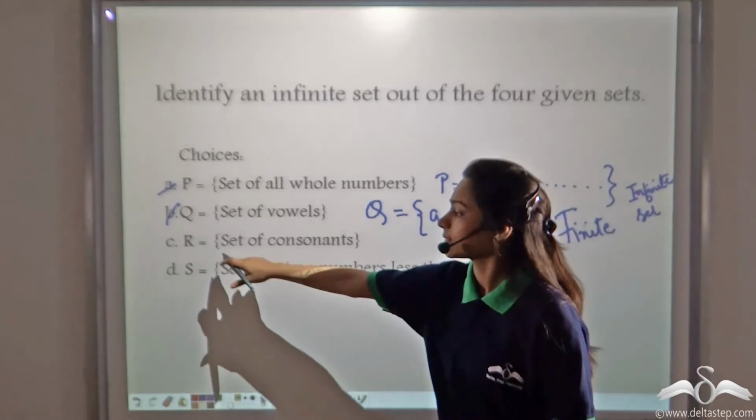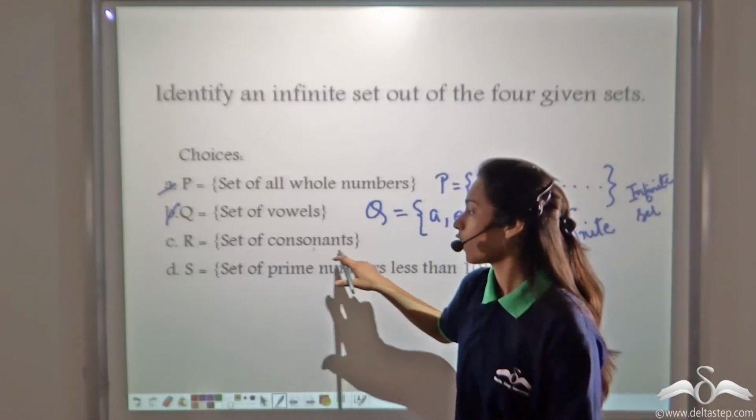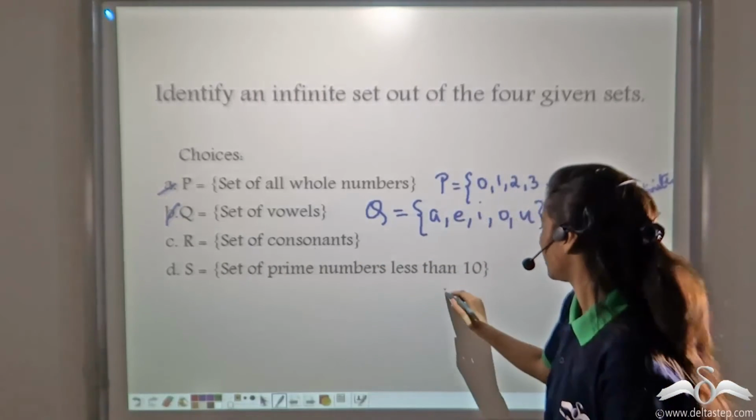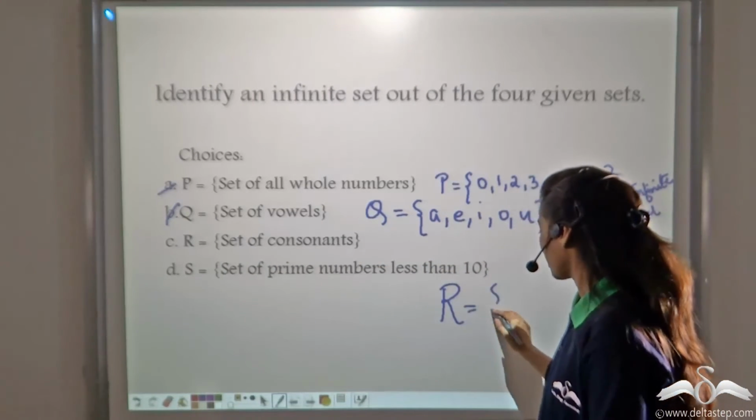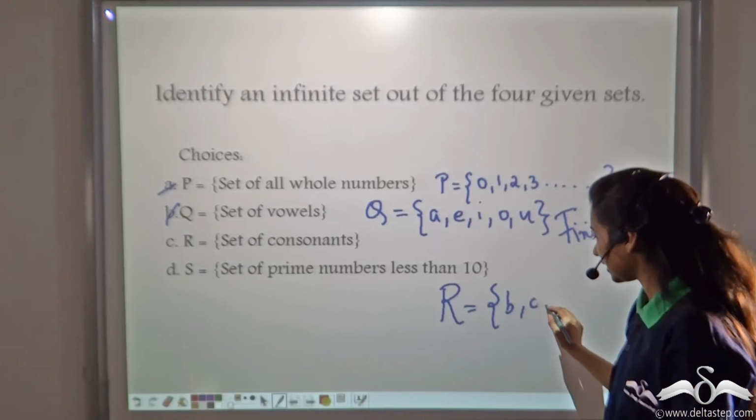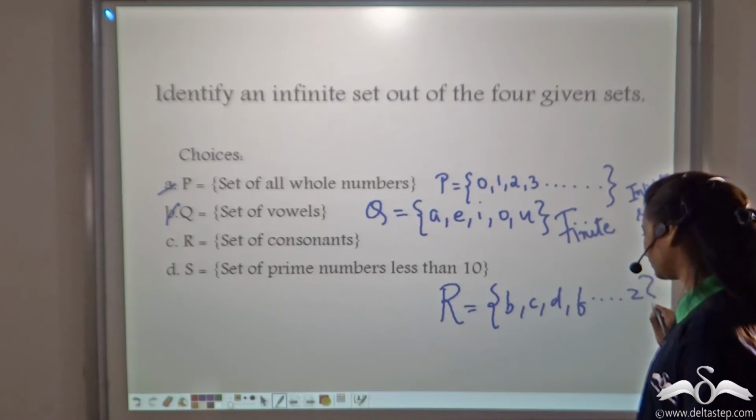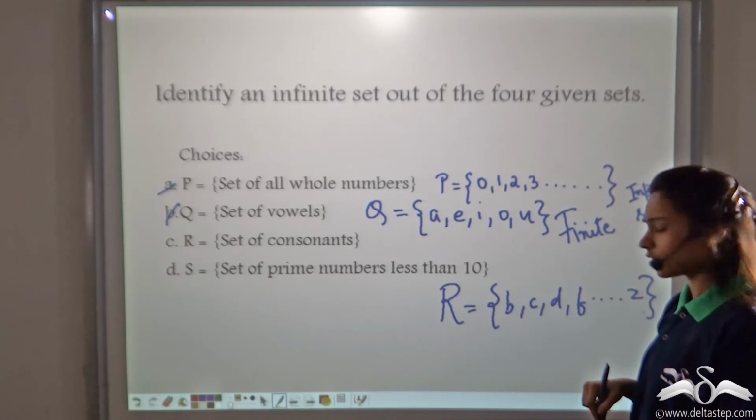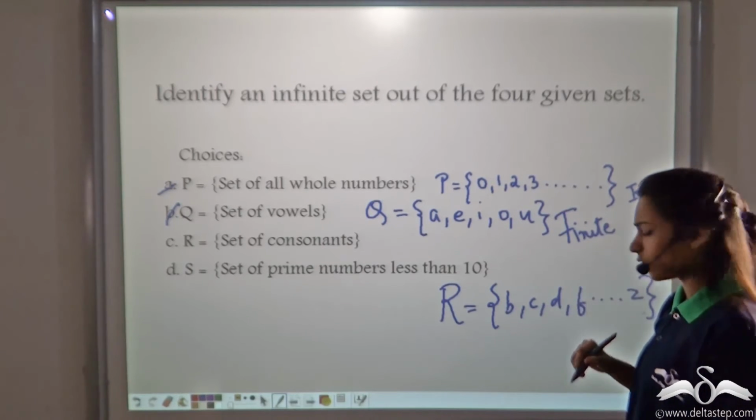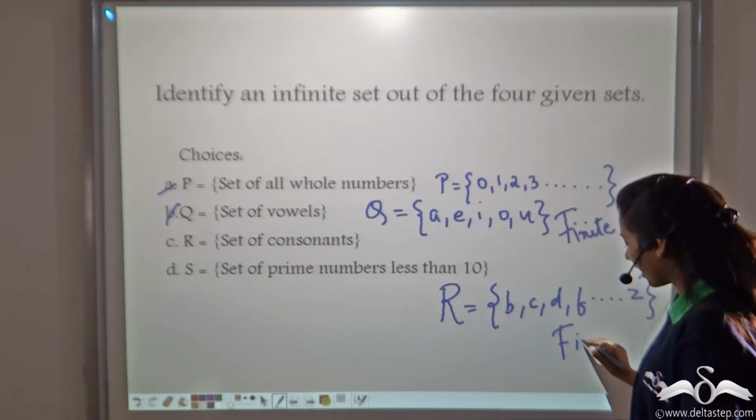Now what about this? R is the set of consonants. Let's write R. B, C, D, F till Z. So we know the elements here also. We can count them if we want. So this is a finite set.